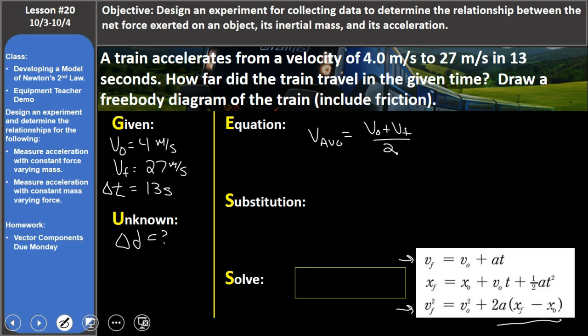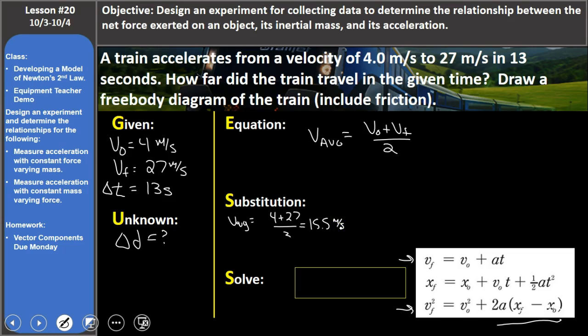4 plus 27 is 31 divided by 2 is what? 30 divided by 2 is 15. 1 divided by 2 is a half, so it's 15.5. So, the average is equal to 4 plus 27 divided by 2, which is 15.5, and that's going to be meters per second, right?